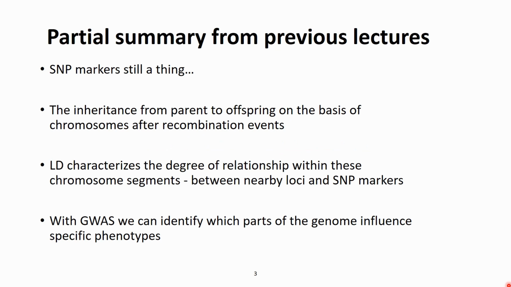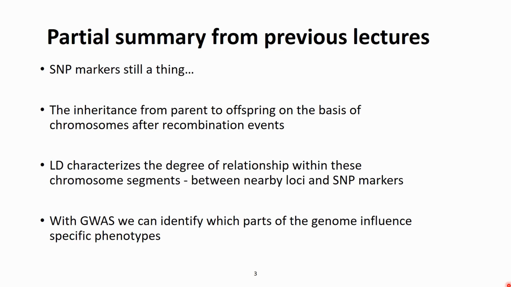Before we go on, we do the usual summary from the previous lectures. So we continue to talk about SNP markers, so they are still a thing, and our discussion will be centered on them. We follow their inheritance patterns from parents to offspring on the basis of chromosomes. And on these chromosomes, we also observe the so-called recombination events.